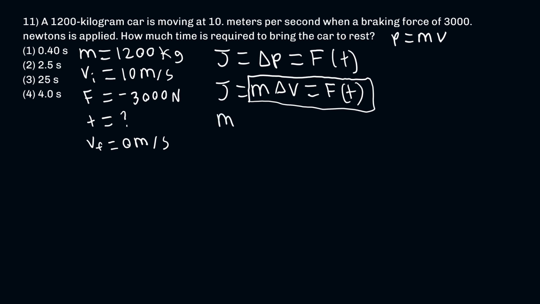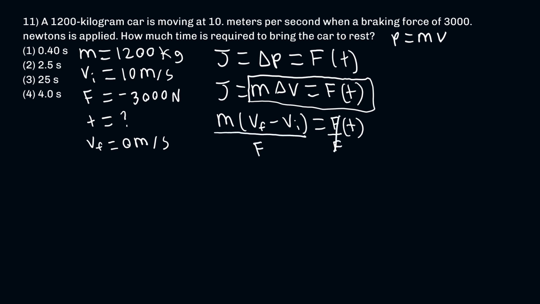So mass times change in velocity, and a change in anything is always final minus initial. So what I have here is m times Vf minus Vi is equal to force times time. I want to get time by itself. It's currently being multiplied by force, so just divide force out from both sides of the equation.